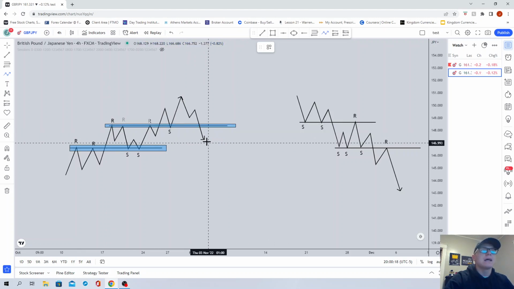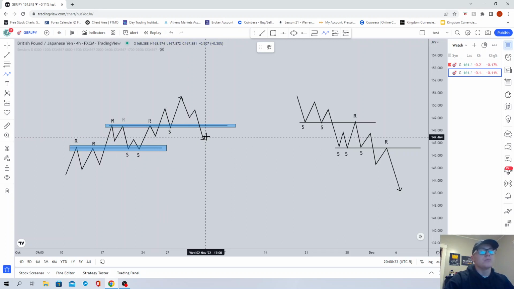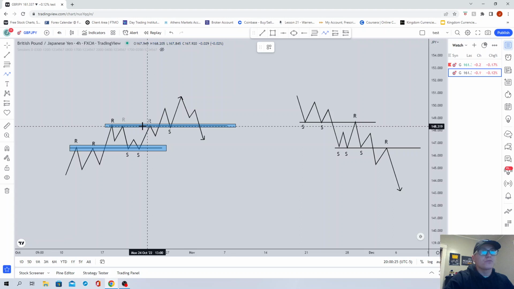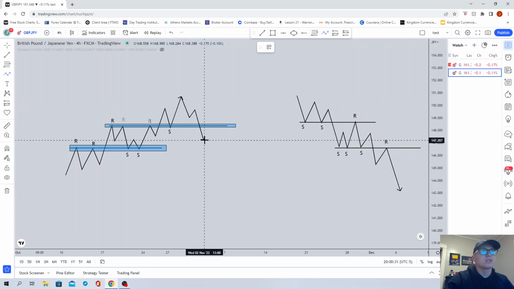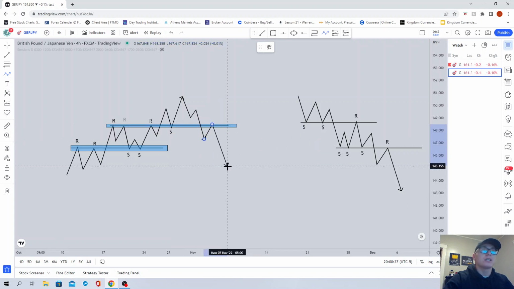Why is that? Because it's already proven that price wants to reject this zone. This is where a bunch of traders are making decisions. This is where sellers are entering the market. It's where buyers enter the market. So what is the probability, if we get a pullback into this zone, that we see a rejection and continuation?